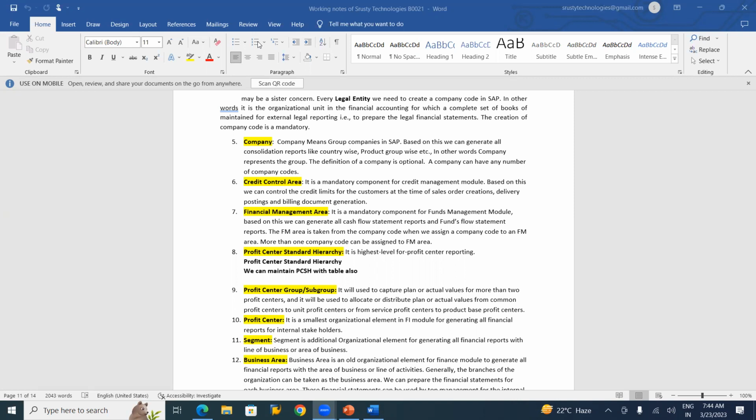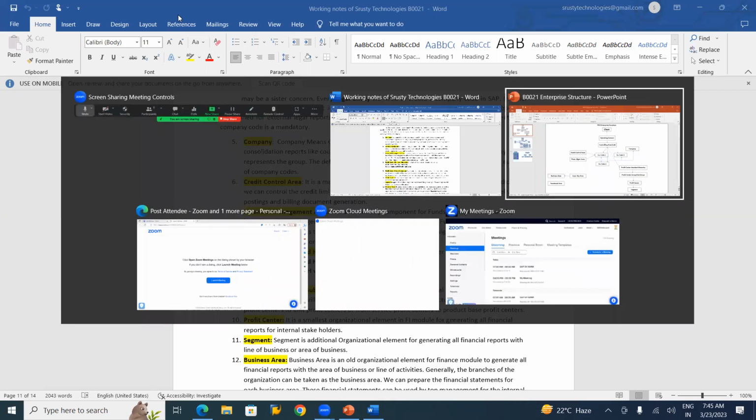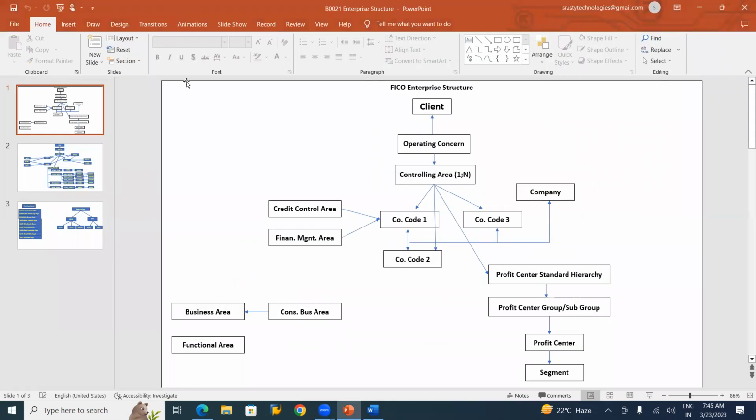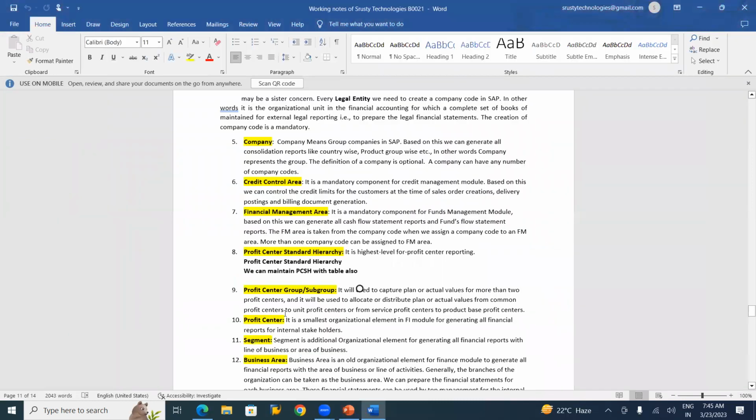FM area, more than one company code can be assigned to an FM area. See, what is this FM area in the sense? Financial management area. So if we create FM area, then what is the purpose of creating financial management area in the sense?